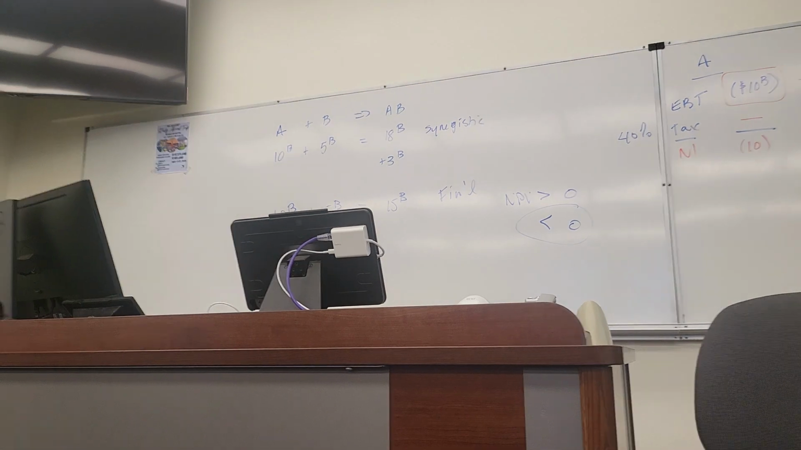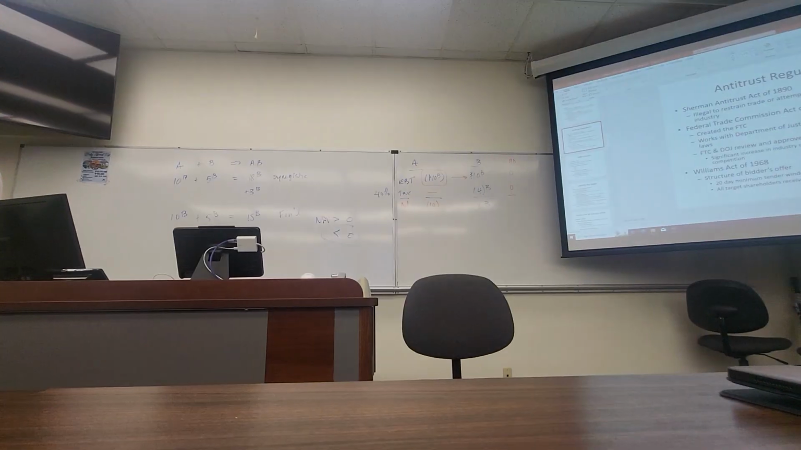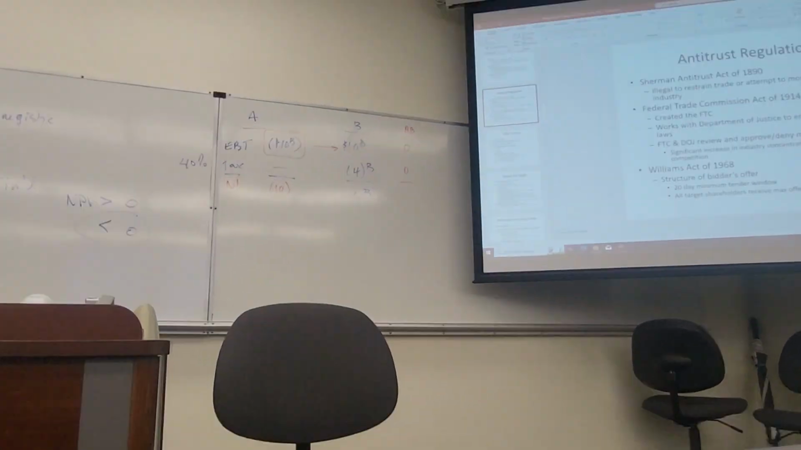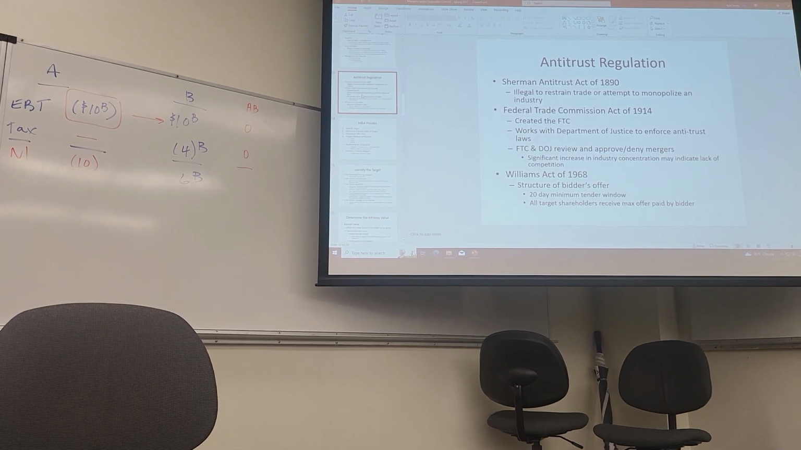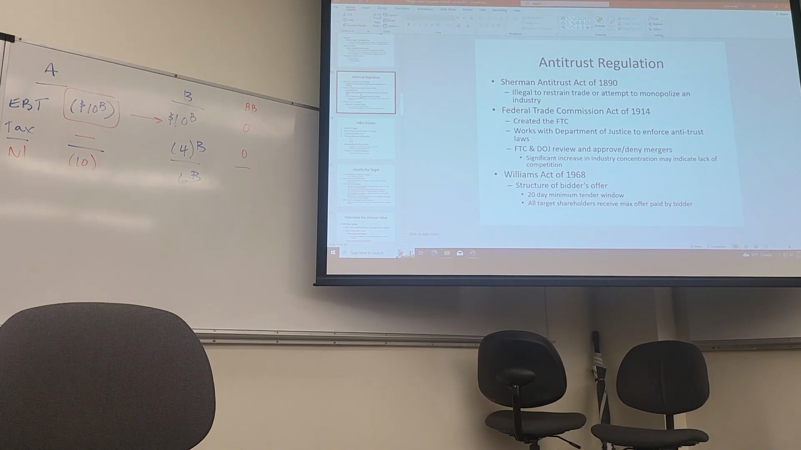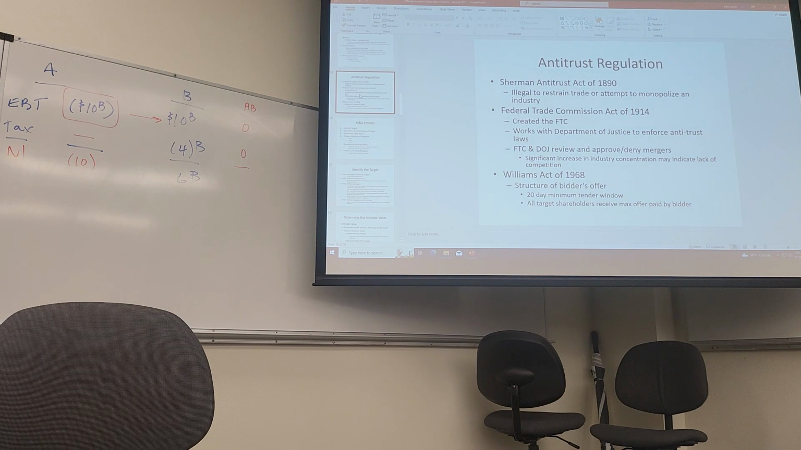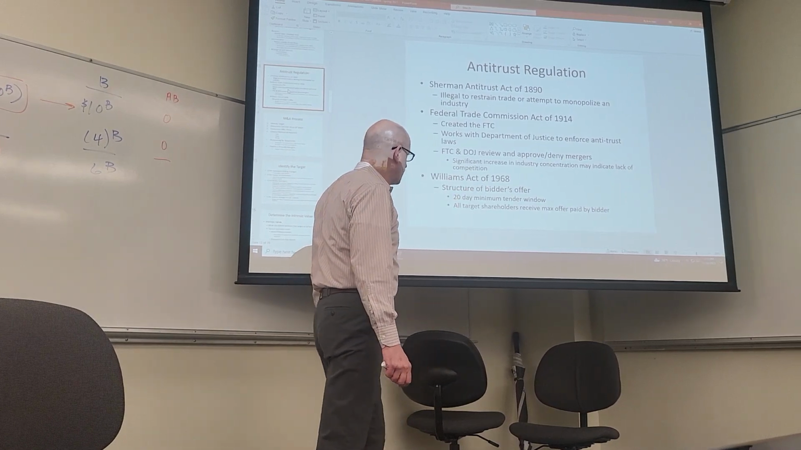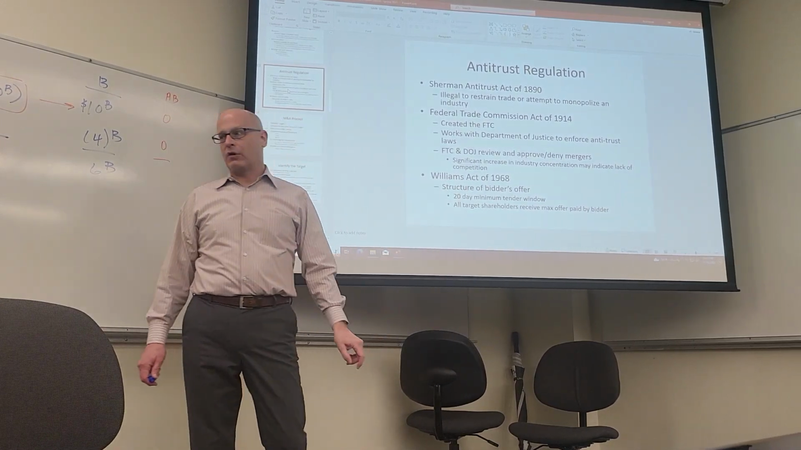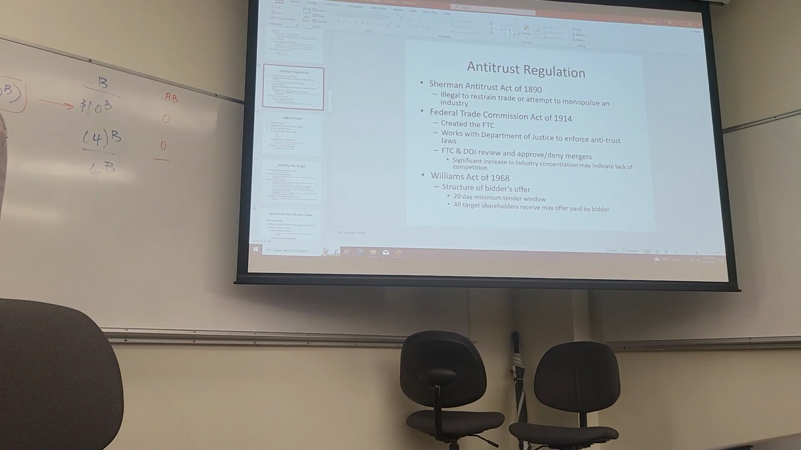Mergers and acquisitions are highly regulated by the federal government. Even state governments can go and scrutinize and constrain these things. So the book tells us about this Williams Act from about a half century ago, and this is about the bidder's offer.